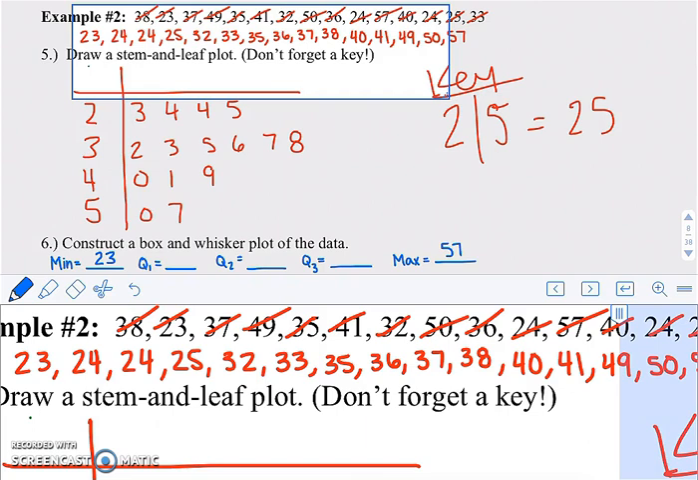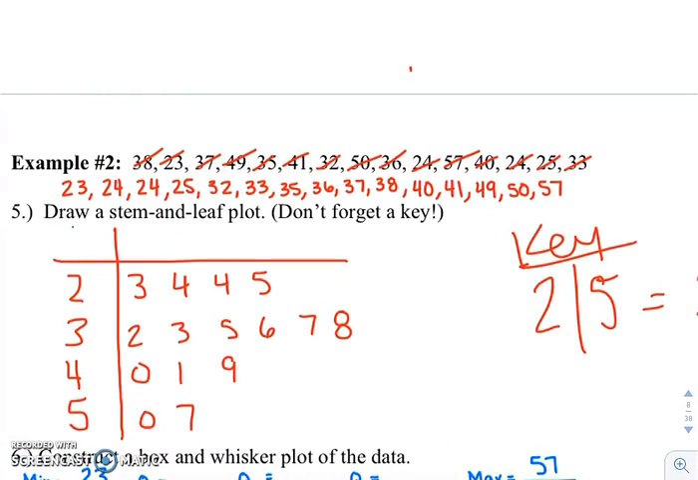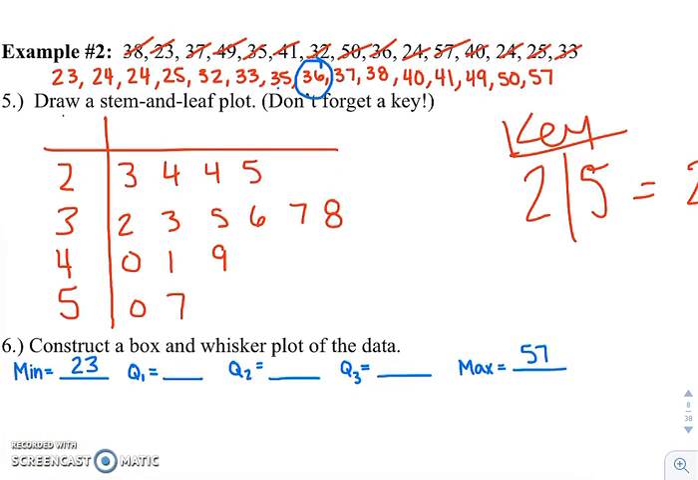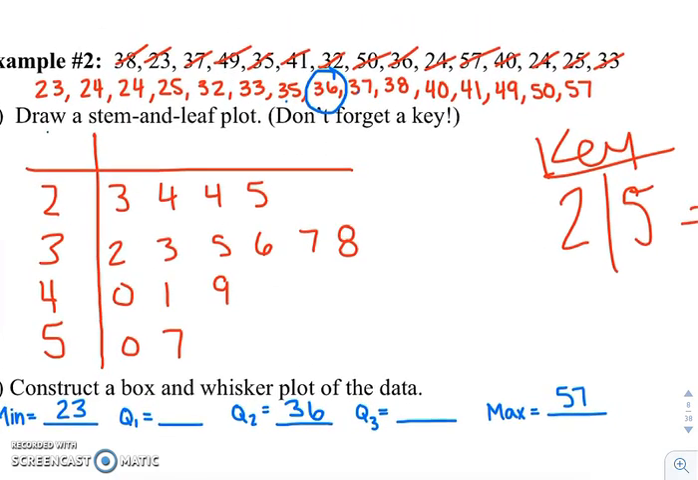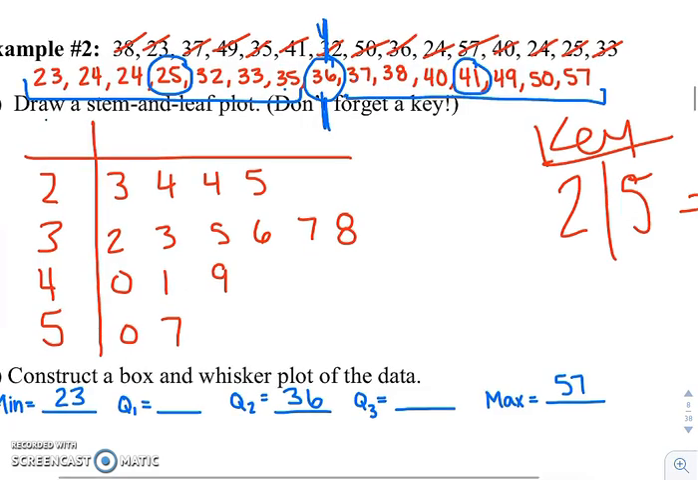So we're going to go up here and find the median of our set of data. We've got 15 data points, so we should have a middle value. The 8th value. 36 is our median. So that is our Q2. And then the Q1 is the median of the lower half, so that kind of cuts it in half. We'll find the median of the lower half of data: 25. The median of the upper half of data: 41. So that's our Q1 and our Q3.